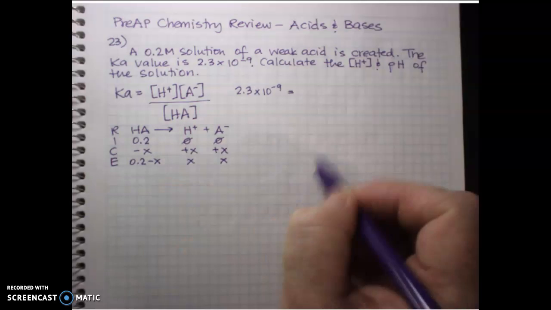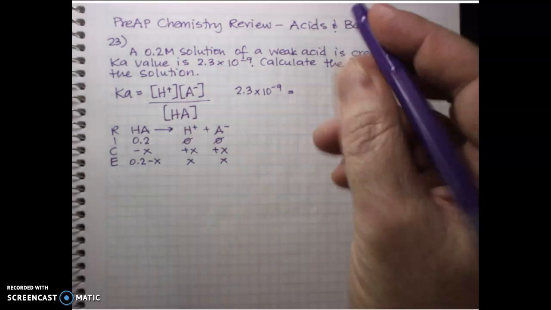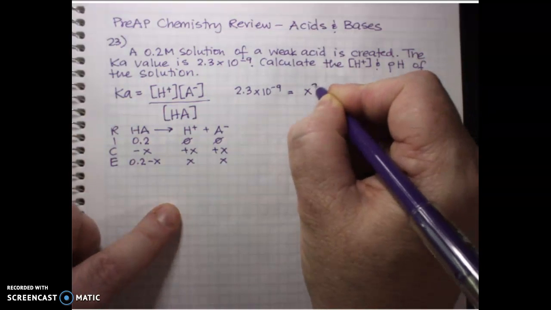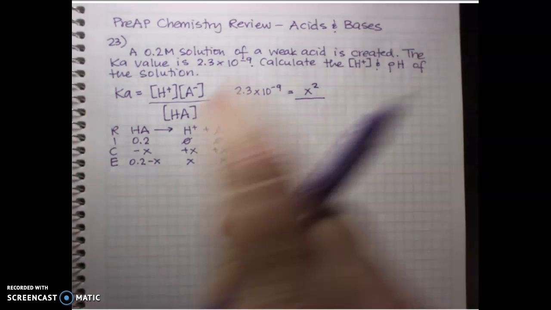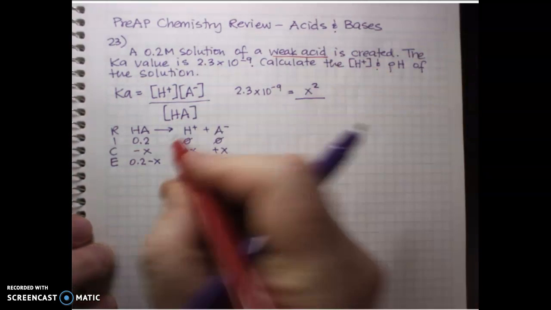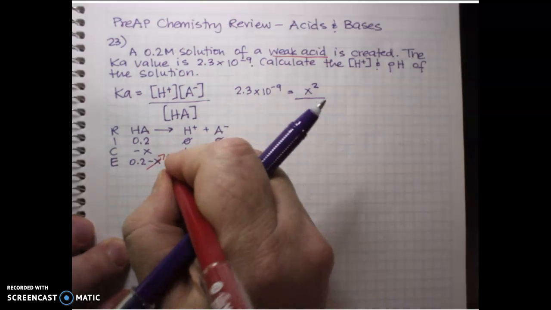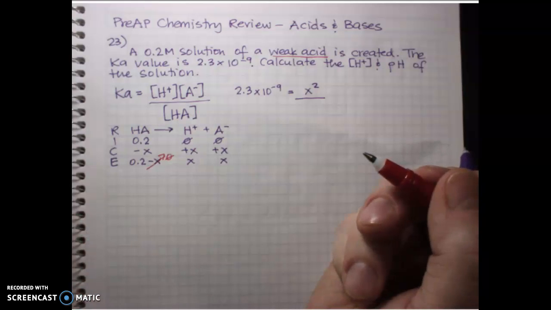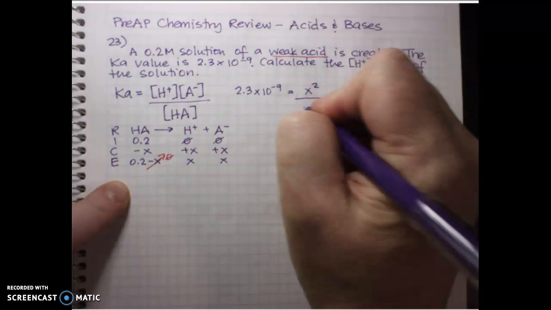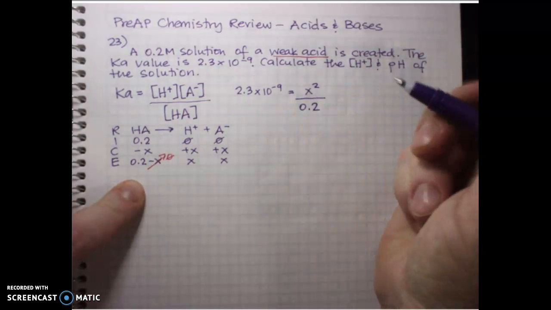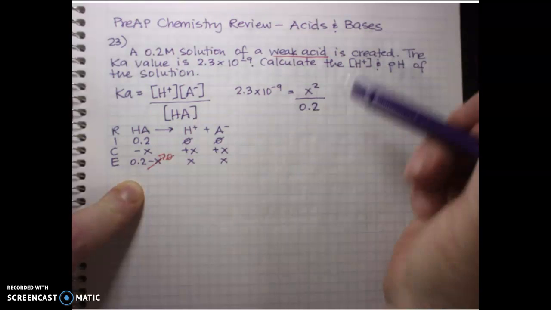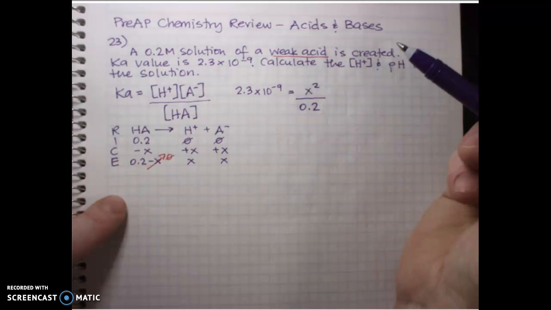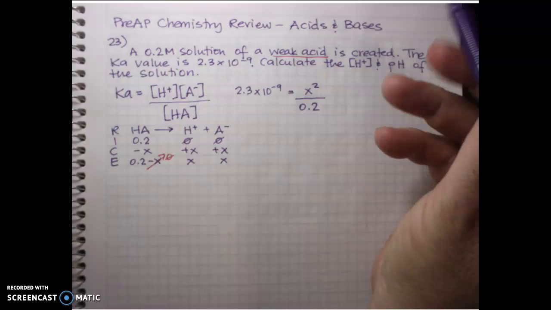Now once we have this, we can put it into our equilibrium constant. So X and X, that's going to be X squared divided by HA. Now this is a weak acid. Weak acids hardly dissociate. So we're going to say that this X is 0. It dissociates so little that it's close to 0. So this makes it really nice for us because it's going to be 0.2 and we can disregard that X.